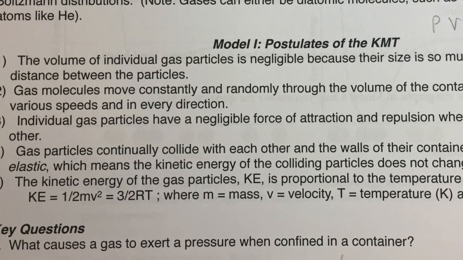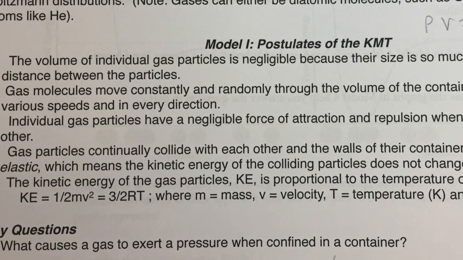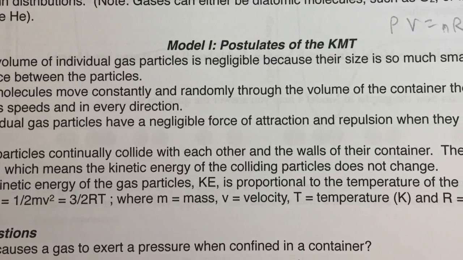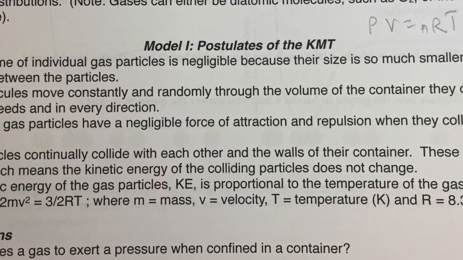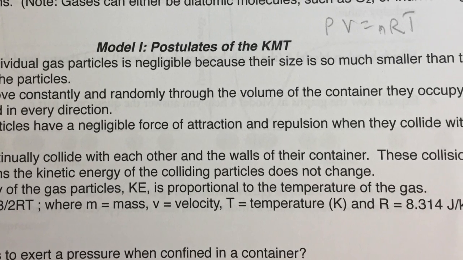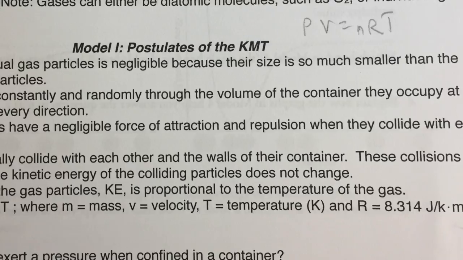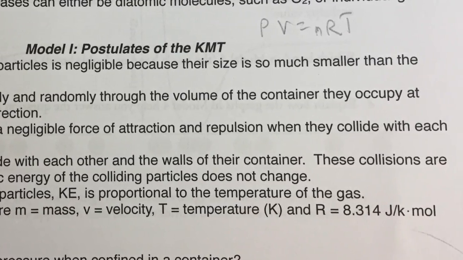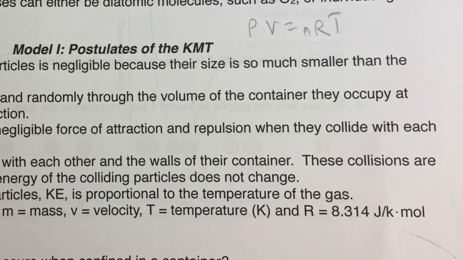The kinetic molecular theory has 4 postulates. 1. The volume of individual gas particles is negligible because of their size compared to the distance between particles. 2. Gas molecules are always moving randomly in the space they occupy at different speeds and directions. 3. Individual gas particles have a negligible force of attraction and repulsion when they collide with each other. 4. Gas particles continually collide with each other and the collisions are elastic, meaning kinetic energy is not changed.